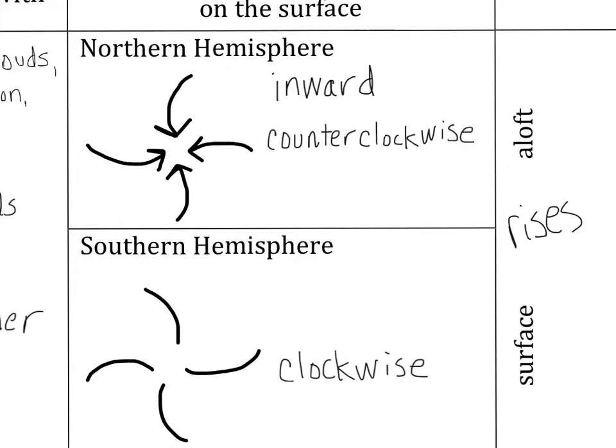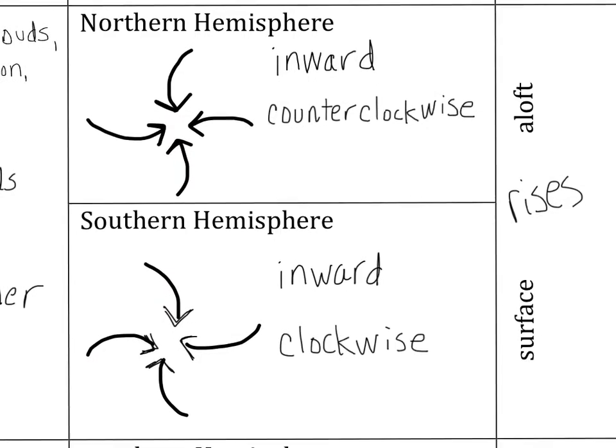And that is why I drew these arrowheads on for you already. But go ahead and do the same for the southern hemisphere, and for a low pressure system, it's still going to be moving inward. And put your arrowheads on there on the inside. But what's different about the air movement in the northern versus southern hemisphere for a low-pressure system is the overall direction of spin, which in the northern hemisphere, it's counterclockwise as it goes inward. In the southern hemisphere, it's clockwise as it goes inward.